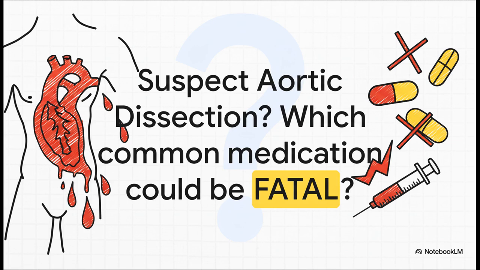And I'll leave you with one final question to really drive home how high the stakes are. Let's say you've spotted the red flags. You're worried about aortic dissection. What is the one common, almost automatic medication we give for heart attacks that could be absolutely fatal for this patient? The answer is anything that thins the blood. Aspirin, heparin, thrombolytics. Giving anticoagulants to a patient with a tear in their main artery can cause a catastrophic fatal bleed.